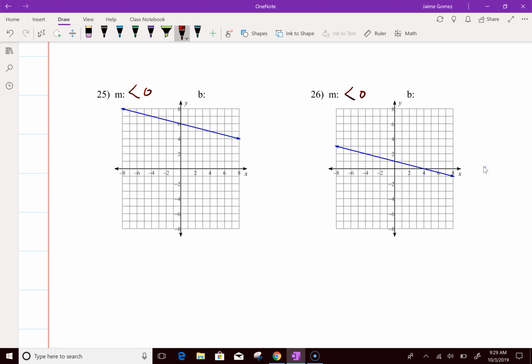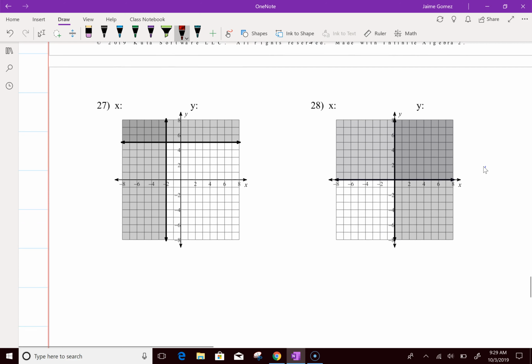Now the b is the y-intercept. Where is it across the y-axis? Where is it across this line right here? You look for it, it's right there. That is a positive number, positive 6. So that means it's greater than 0 in this question. So in this one here, where does it cross? It crosses that right there. That is a positive 1, which is greater than 0. If it crosses somewhere in the bottom, like down here, then it's less than 0 because it's a negative number. Number 28.